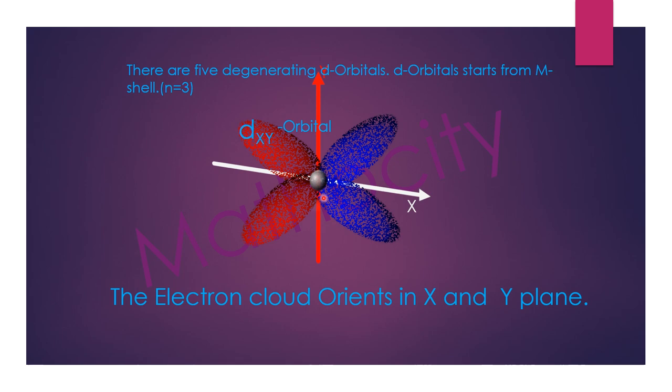Observe this. This is the nucleus. This is the dense electron cloud, which is oriented in the xy plane. This is the plane. But what is this? This is the x-axis. This is the y-axis. The electron cloud is not oriented on the xy axis. It is oriented exactly in the xy plane, not on the axis. So this is a dxy orbital.